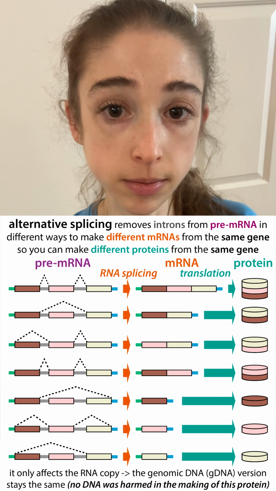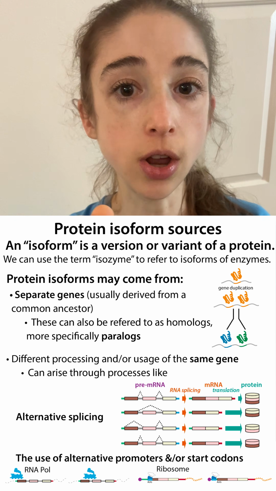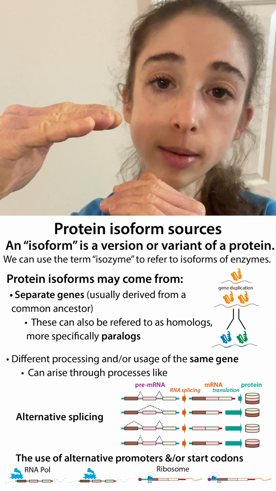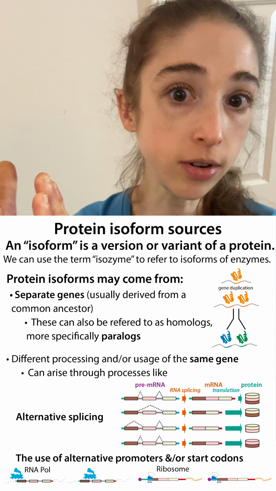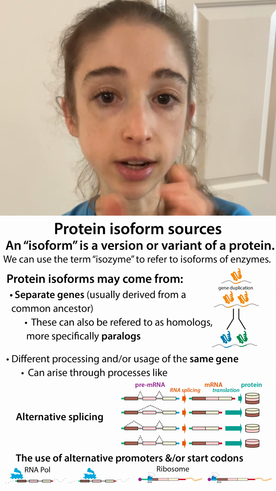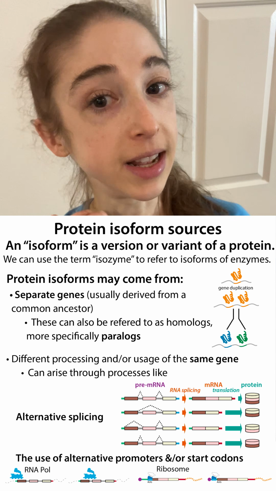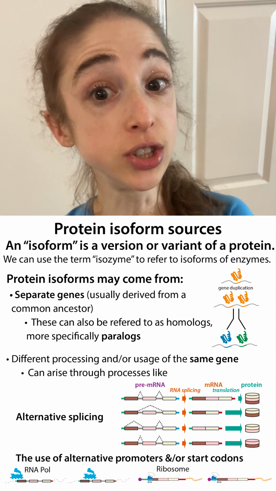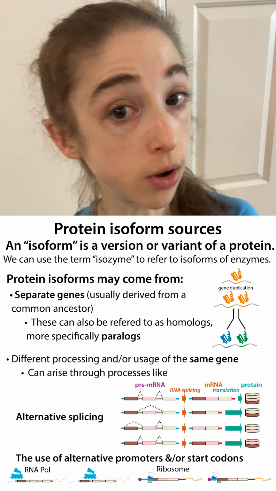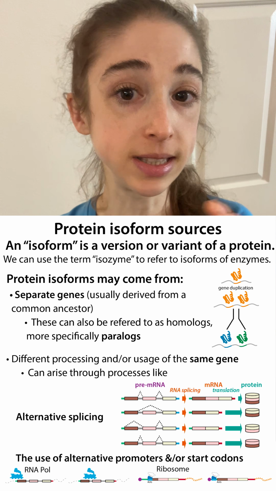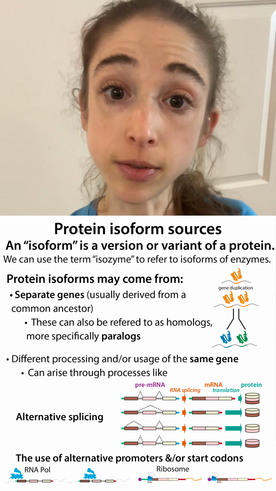You could also get things like alternative promoter usage, and so you can have the RNA polymerase, when it's making that pre-mRNA copy, it could actually be starting sooner, and then you get a longer product, or later and you get a shorter product in your messenger RNA. And then the messenger RNA itself, the ribosome can actually start at a different site, a different start codon, so you could have alternative start codon usage, which would then influence the final protein that gets made as well. So those will all be getting made from the same gene.